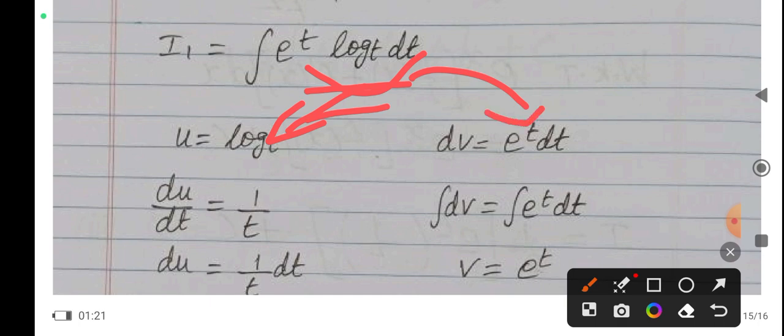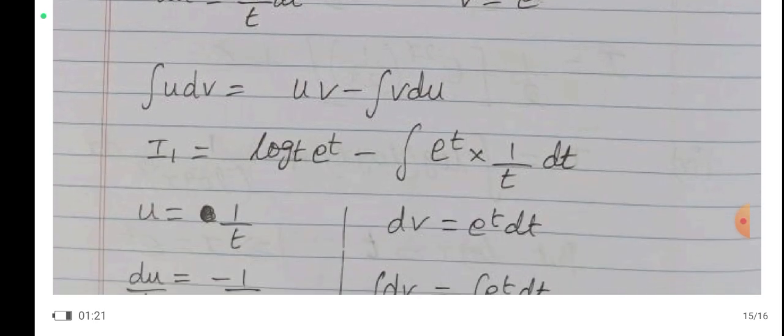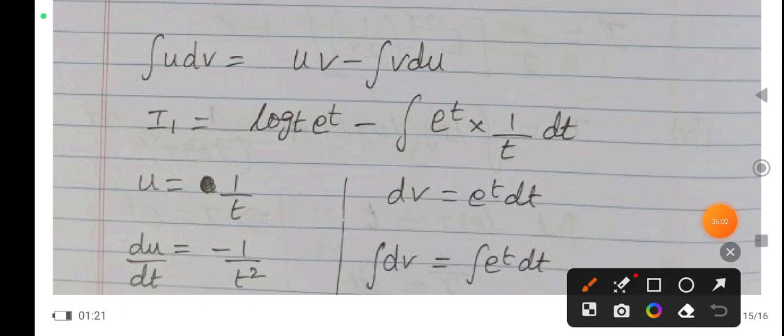If you are differentiating log, log differentiation is 1 by x. Log x, 1 by x; log t means 1 by t. Division dt comes inside now, du equals 1 by t dt. Then dv is e power t dt, you are integrating dv now, it will get v. E power t integration is e power t. Integral u dv equals uv minus integral v du. So I1 we are doing separately, I1 and I2 separately. In that, u is log t, v is e power t, minus integral, v is e power t, du is 1 by t dt.